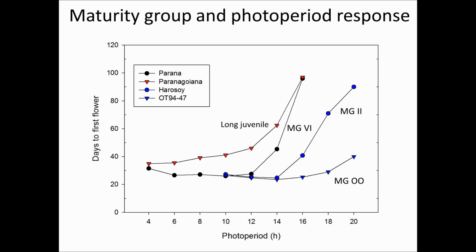This is a visualization of the association between maturity groups and photoperiod responses. So this is 2 pairs of isolines. The blue lines are Harosoy and an earlier version of Harosoy with the 2 null phytochrome A genes crossed into it. Then the other are the two Brazilian isolines for E6.